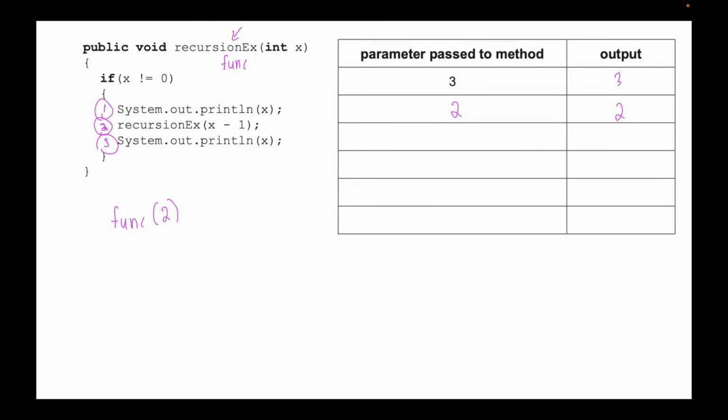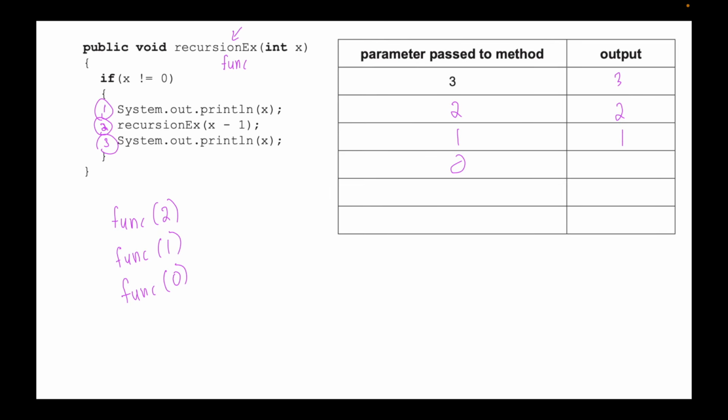Now, after we've printed out 2, we're going to be calling func1. And that means that we're doing this again, right? We're passing 1, and then we're printing out 1, which is just line 1 inside our if block. And then we're going to print out func0. And when you print out func0, we are going to pass the parameter, but we're not really going to have any output there.